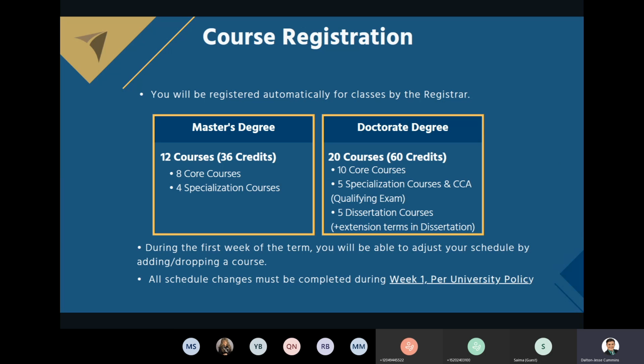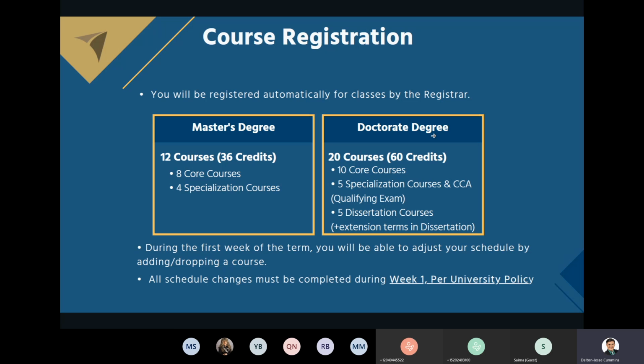To talk about each program, our master's degree program here is a 12-course program that contains around 8 core classes and 4 specialization classes. And our doctorate degree here is a 20-course program with 10 core classes, 5 specialization classes, and a CCA exam. The CCA exam is pretty much a qualifying exam that you have to take before you actually enter your dissertation phase.